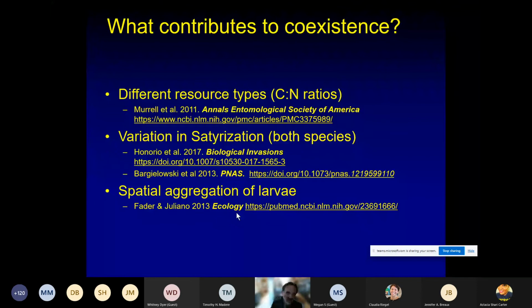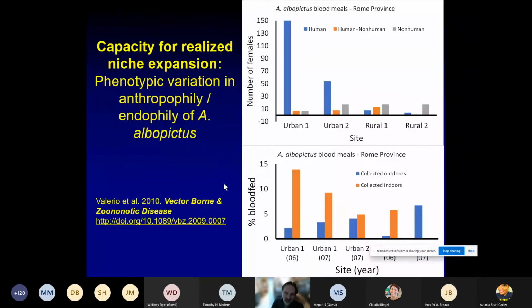This may be the most important thing I want you to take from this part about interspecific competition, is this realized niche expansion. These are data from this paper on Aedes albopictus in Rome, where it is the only container-dwelling Aedes. There is no Aedes aegypti at the time this study was done. And what you see here is collections from urban and rural areas in the vicinity of Rome, looking at the frequency of human versus non-human blood meals. And for albopictus, what you see in urban areas is they clearly will feed very extensively on human blood. Although they don't do that in rural areas to the same extent, they are opportunists, and they are quite happy to take human blood meals.